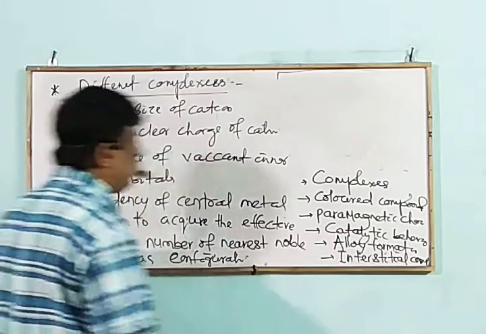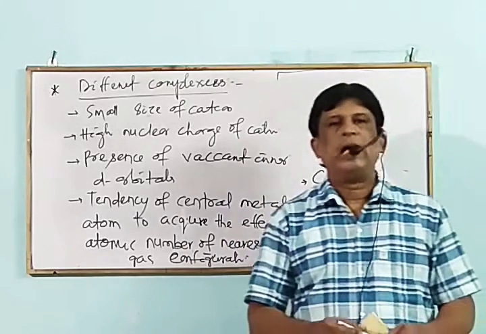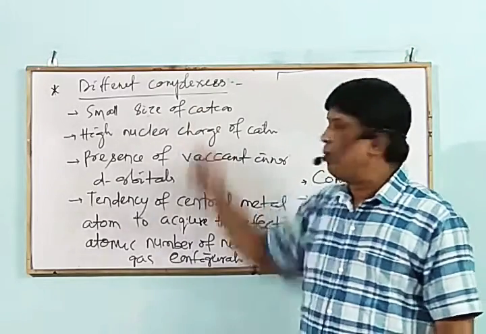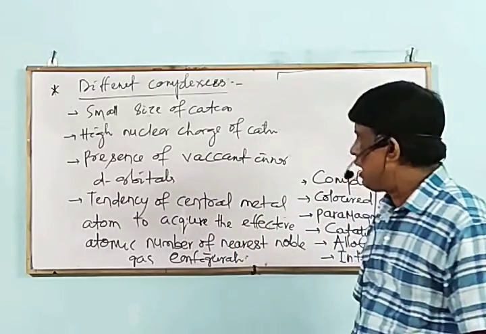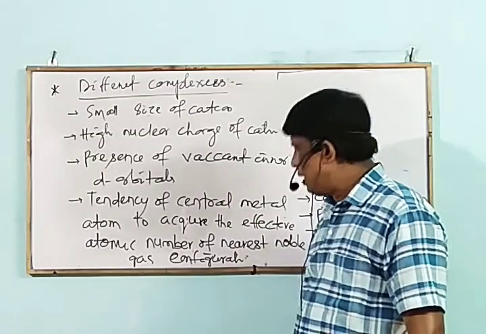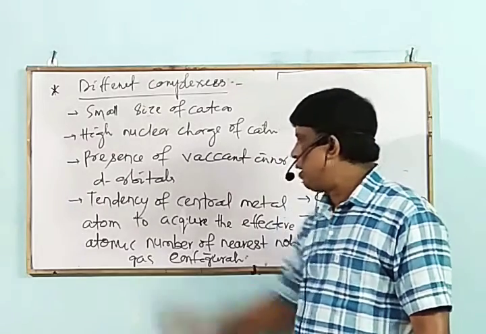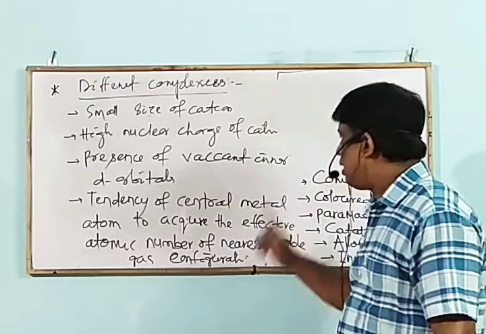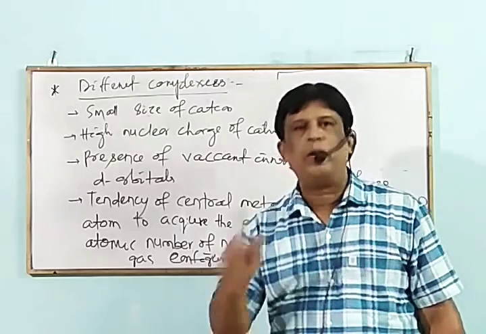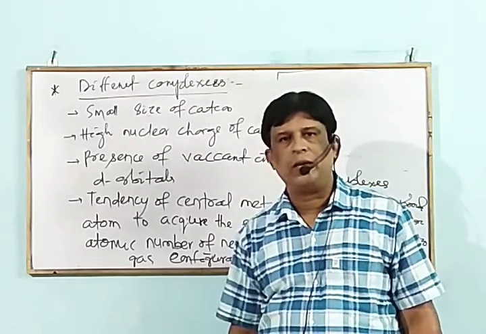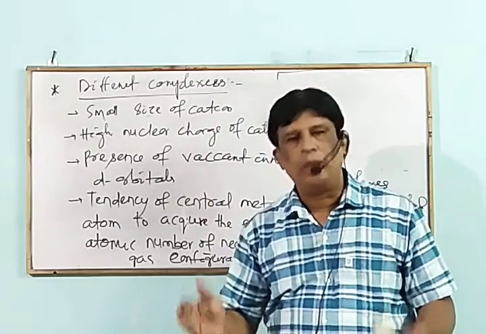These are the most important properties. As a result, most of the transition metals form complexes. I repeat again, the points are: small size of the cation, high nuclear charge of the cation, presence of vacant inner d orbitals, and the tendency of the central metal atom to acquire the EAN, effective atomic number of the nearest noble gas configuration. Due to this reason, most of the transition elements form different complexes.